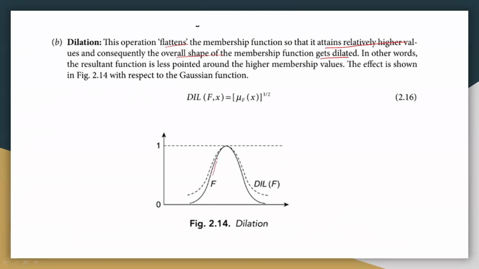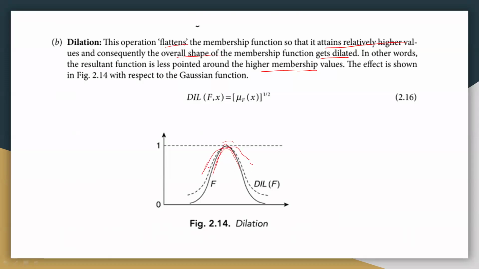You can see the earlier graph was more pointed, but now it is flattening. It is flattening the shape, but you're getting relatively higher values. Even though the graph looks flattened, the value is relatively high. In other words, the resultant function is less pointed around the higher membership values. Earlier it was much more pointed, but now it is being flattened like this.